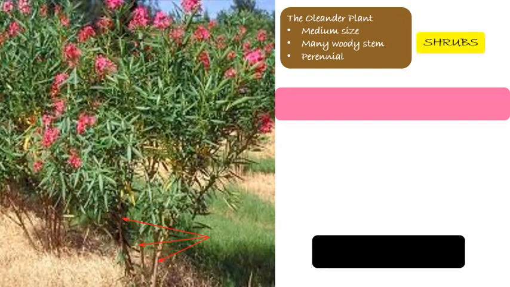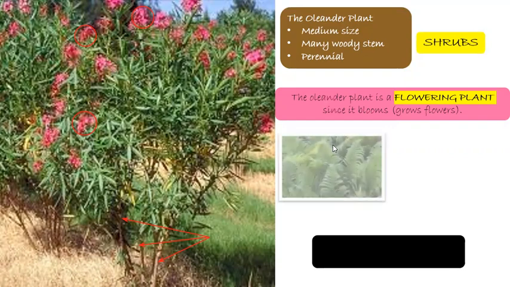Now, look at these pink parts. What are these? Flowers, yes. The oleander plant is called a flowering plant. What is it called? Flowering plant. Why? Because it blooms, it grows flowers.